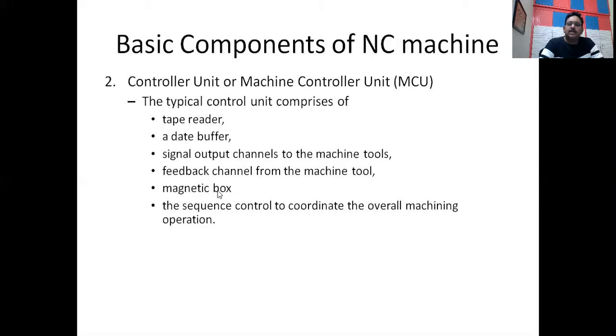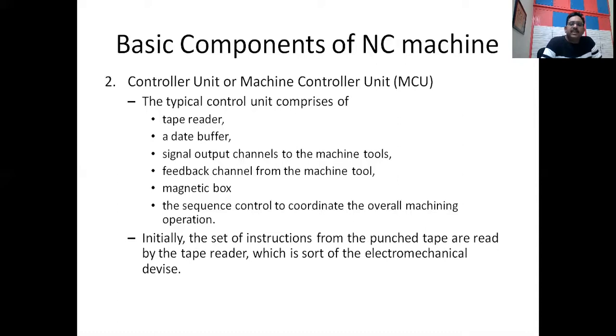And the magnetic box will receive the instructions from the control unit, and it will give the instructions to the machine tools. Sometimes it will give direct instructions to the machine tools. That means switch off, switch on, spindle speed, and all these things can be given directly by the magnetic box. And very importantly, the sequence control coordinates. That means it will check whether it is going according to the sequence of operations or not. All these things will be there in the machine control unit or controller.